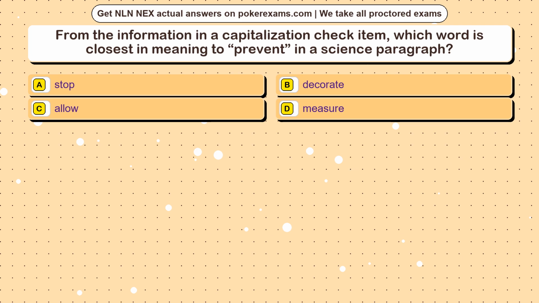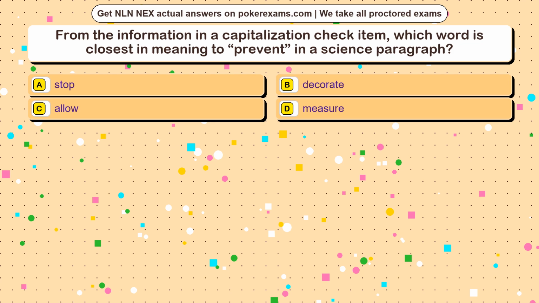Question 22. From the information in a capitalization check item, which word is closest in meaning to prevent in a science paragraph? Option A, stop. Option B, decorate. Option C, allow. Option D, measure.